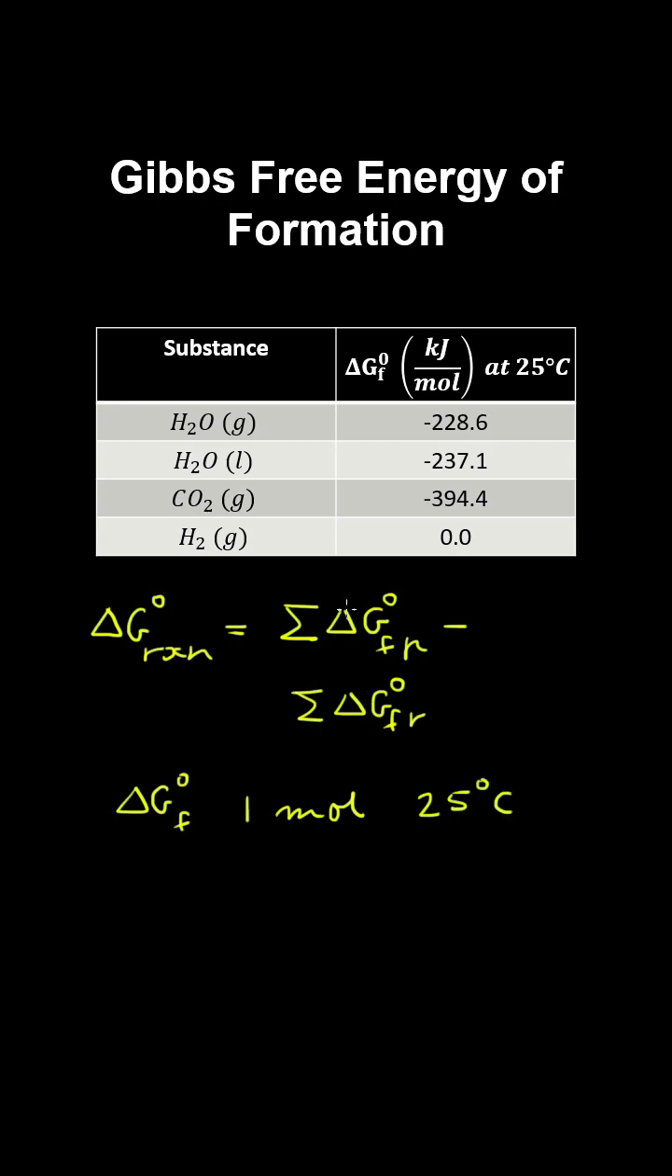So given a chemical reaction, we simply subtract the free energy of formation of the reactants from the free energy of formation of the products. And these are already given in tables. The free energy of formation of molecules like hydrogen gas is 0 because they already exist in their standard state. And it doesn't take energy to form hydrogen gas from its constituent elements.